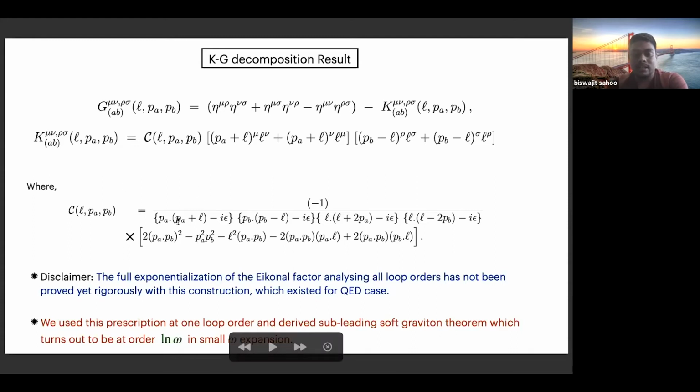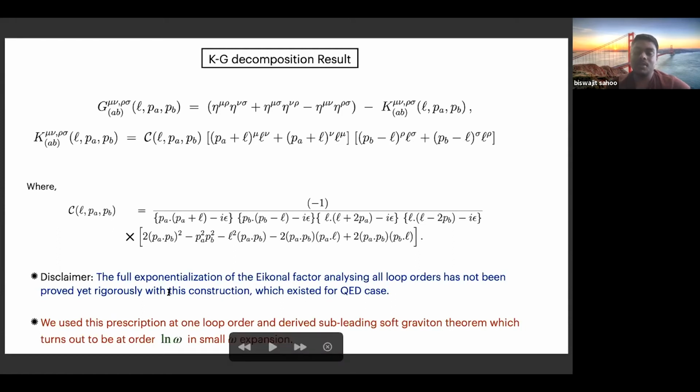This is the construction I have given, but let me give a disclaimer: the full exponentiation of this eikonal factor, analyzing all loop orders, has not yet been proved with this construction, which exists for the QED case. The original paper on this KG decomposition has shown that for electromagnetism it is possible to show the exponentiation analyzing all loop orders. But for gravity, since multiple self-graviton interactions could be there, it is a little harder to prove. So this is not yet done.